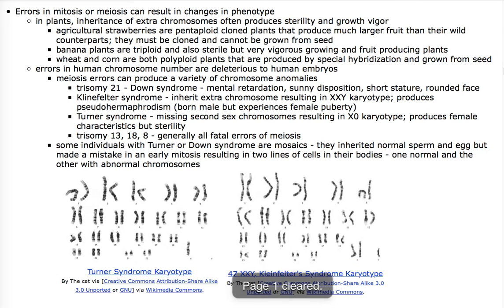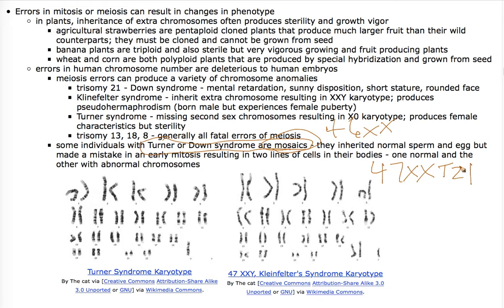To make things more complicated, it turns out that some babies with Turner and Down syndrome, they're mosaics. A mosaic is a person who has different cells in their body with different chromosome or genetic constitutions, different genomes. If you were a Down syndrome kid with a mosaic pattern, some of your cells are 46XX, and then some of your cells are 47XX with trisomy 21. So that means that in one of the early mitotic divisions, when you were an embryo, there was a mistake.